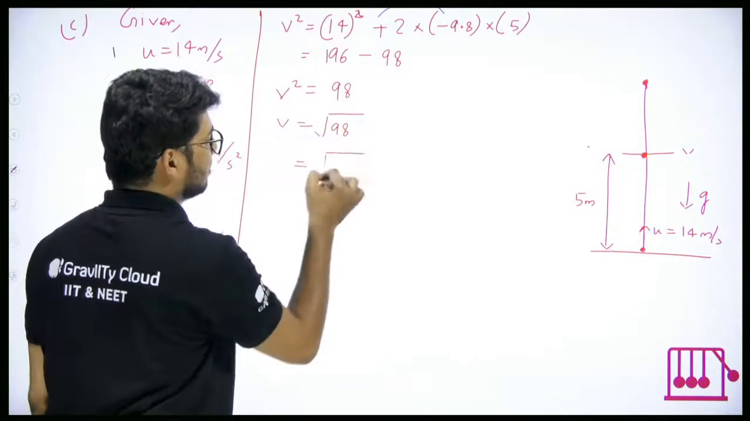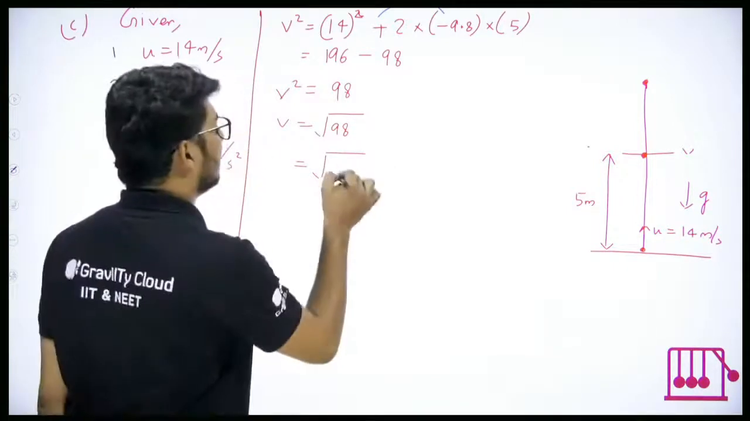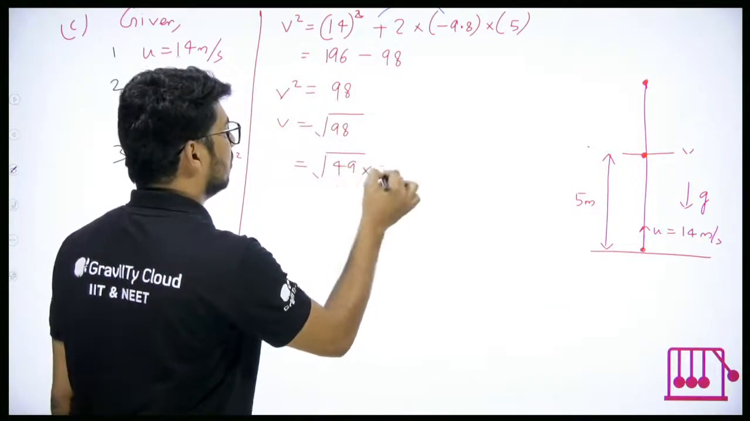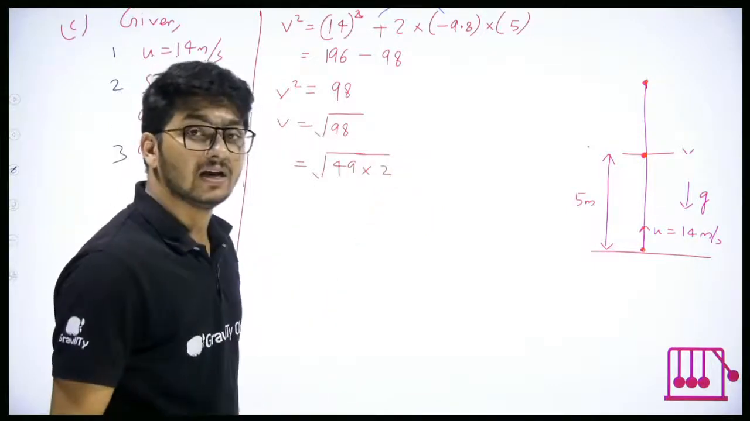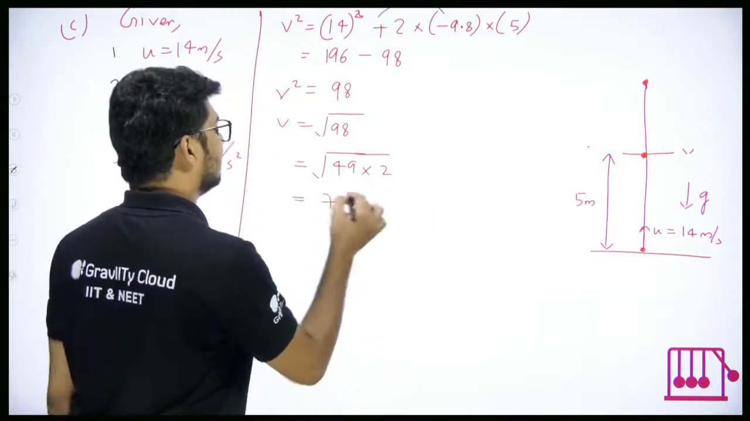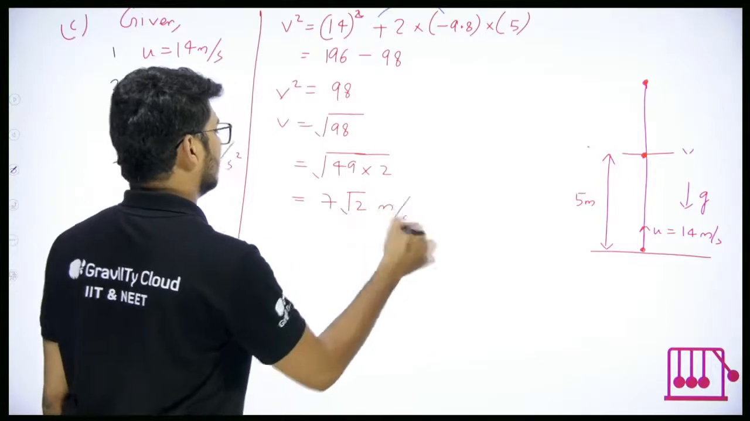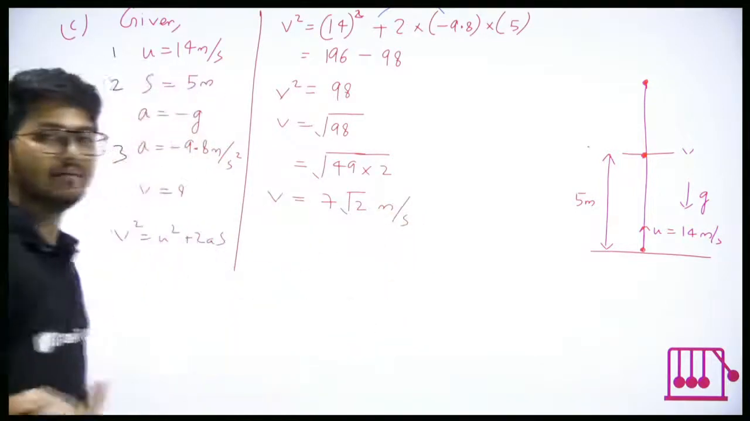And as we discussed, what is 98? 49 into 2. And what is under root 49? 7. So it is 7 root 2 meter per second. There you have it. That is the answer.